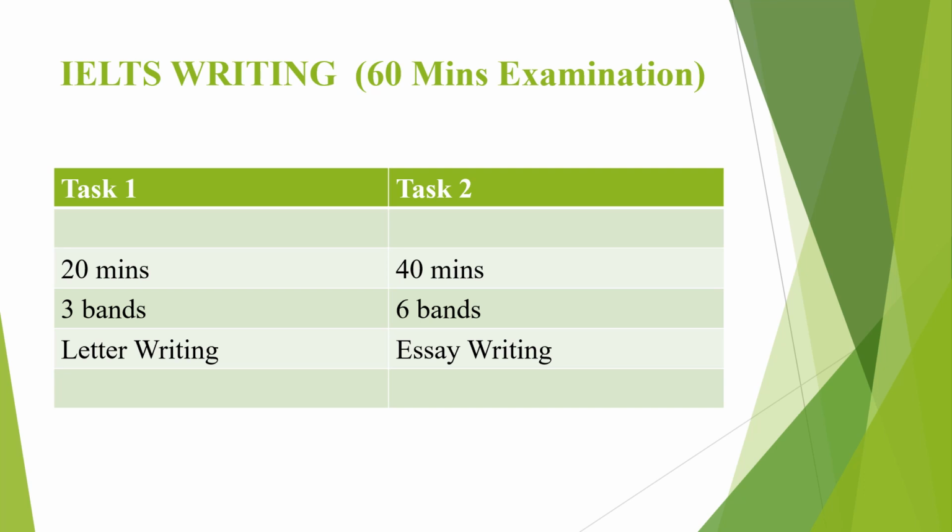It is divided into two tasks, task 1 and task 2. Task 1 is of 20 minutes, and it carries three bands. In IELTS general writing you will get letter writing, but in IELTS academic you are getting a question related to report writing. For task 2 you have 40 minutes and six bands, and you have an essay writing question. So IELTS general and IELTS academic are different on the basis of task 1, because in task 1 you will be getting letter writing in IELTS general and report writing in IELTS academic, while task 2 is the same for both.